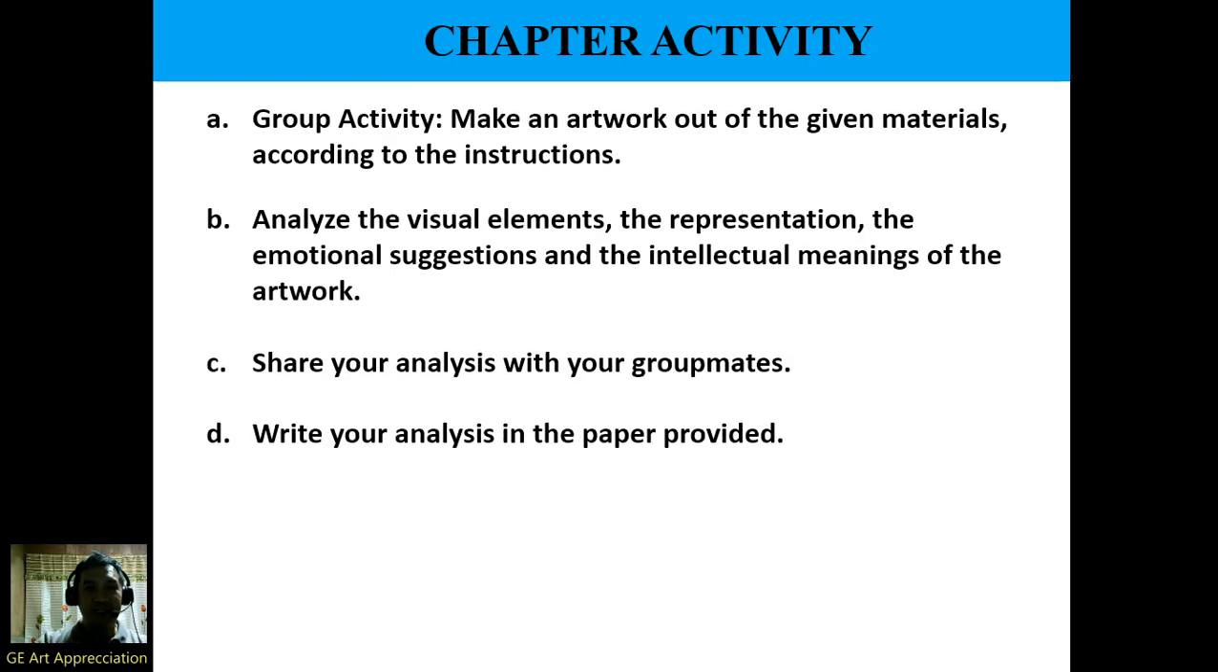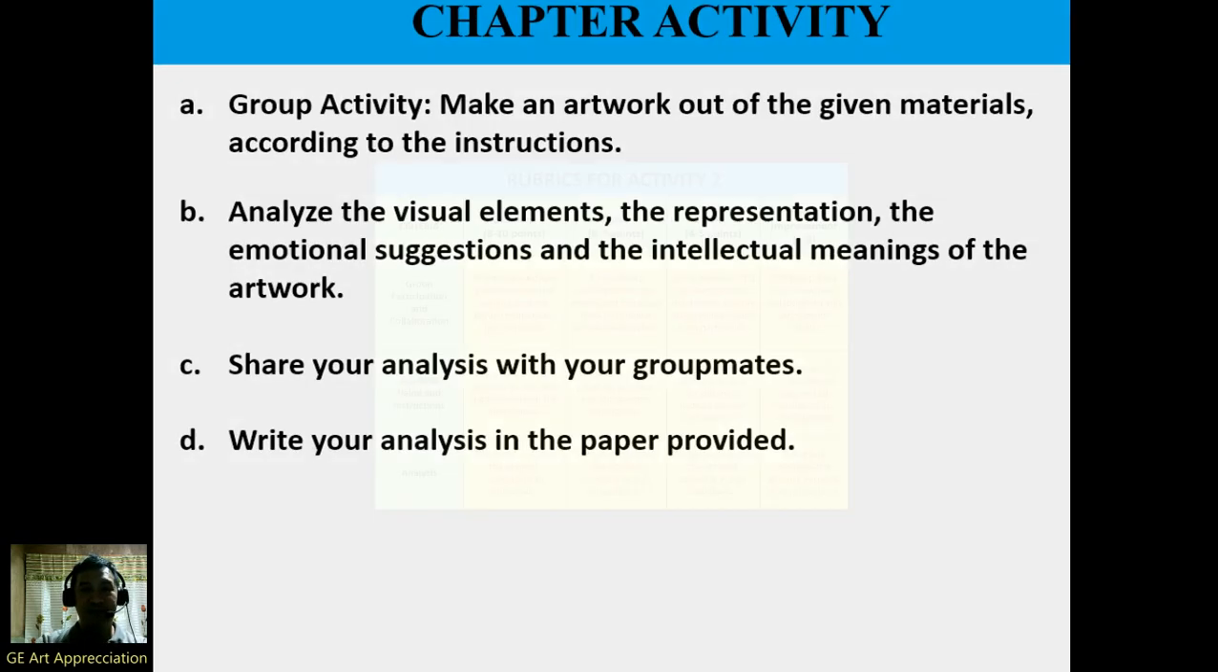Okay, then you have your activity. Group activity, you have to make an artwork out of the given materials according to the instructions. I think you are given materials to do a certain instruction. Analyze the visual elements, the representation, the emotional suggestions, and the intellectual meanings of the artwork. Then you have to share your analysis with your group mates. And lastly, write your analysis in the paper provided. Please be guided by the rubrics, and you will have your chapter test after.